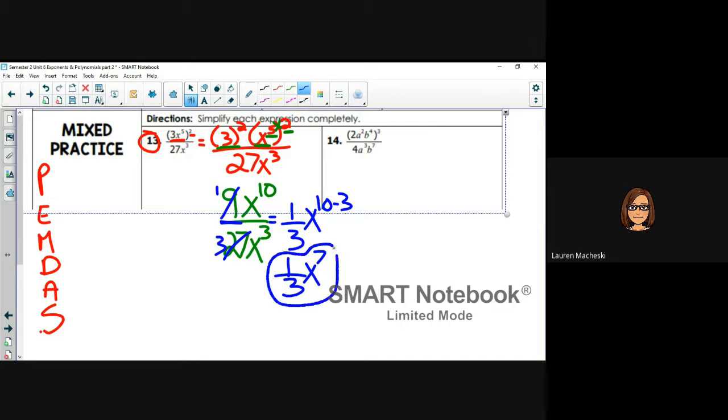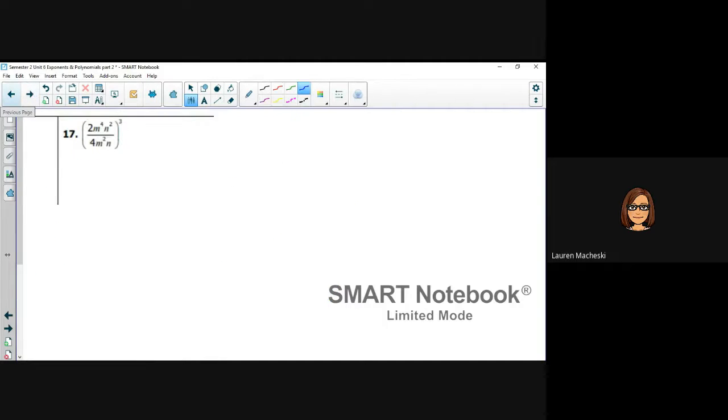So 1/3 x to the 7th. So not much harder, but they're just throwing a couple extra rules in there for you. So just be cautious there. All right, what about, let's skip 14. Let's go to 15.